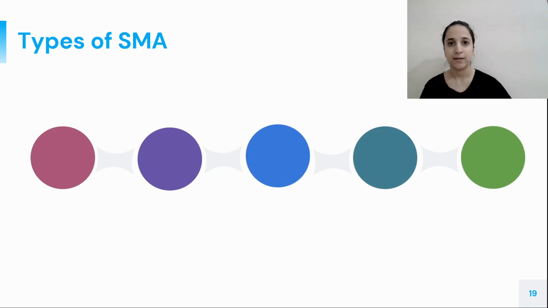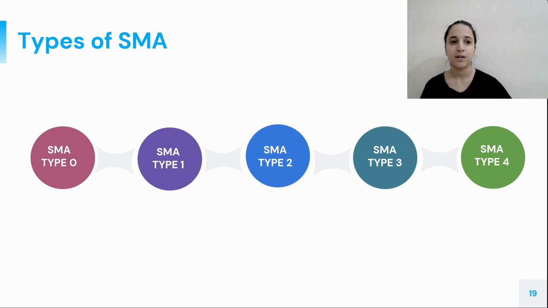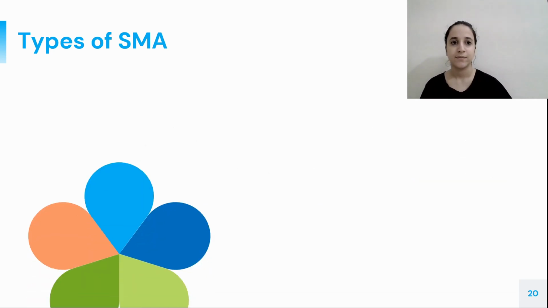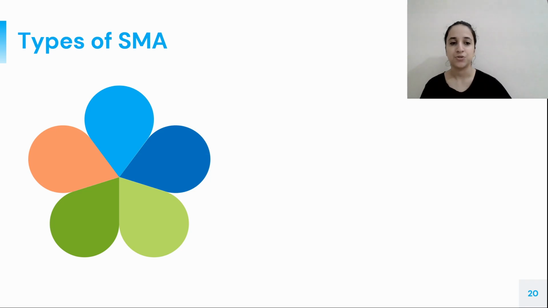So there are 5 main types of SMA, the first being SMA type 0, then SMA type 1, type 2, type 3, and type 4. It is important to note that SMA type 0 is the most severe of all and also exhibits the earliest onset of symptoms. And then as we progress from type 1, type 2, type 3, and type 4, the symptoms go on decreasing in severity and also their onset becomes late. Let's now look at all the different types individually.